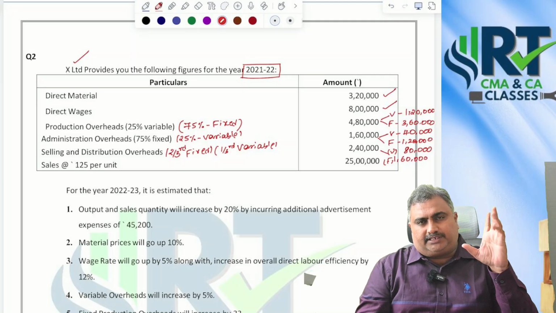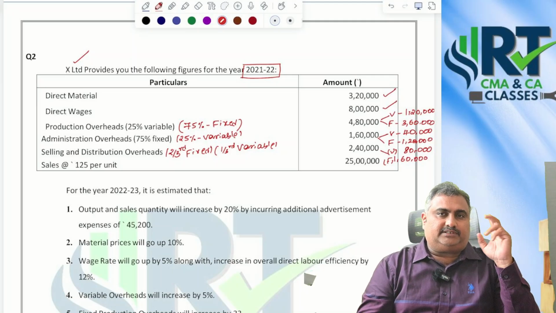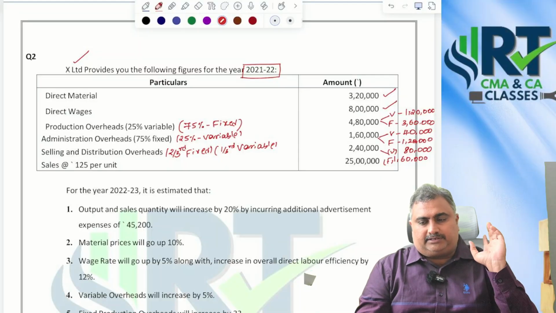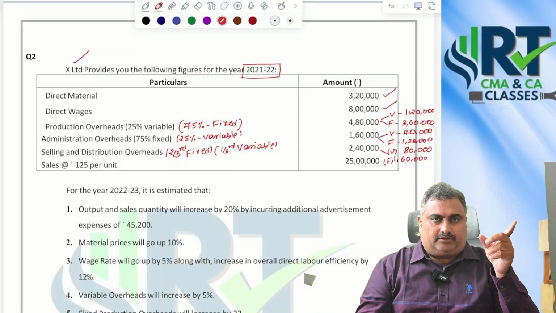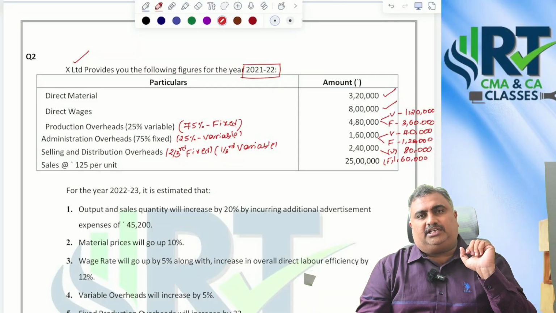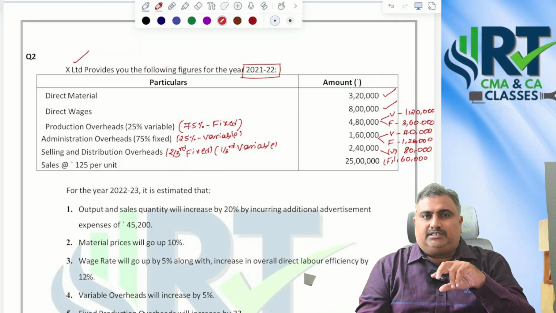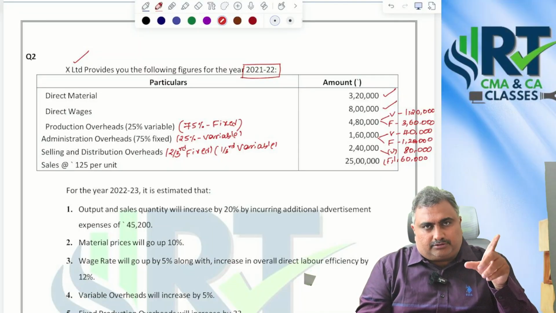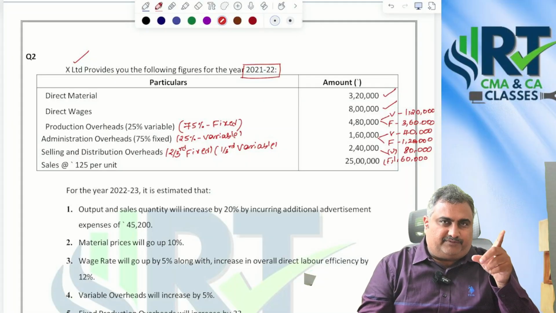Production overheads, how much fixed? 75% fixed. How much variable? 25% variable. Out of 4,80,000, 25% is variable, which means 1,20,000, and 75% fixed means 3,60,000. When it comes to administrative overheads, they have given 75% fixed.